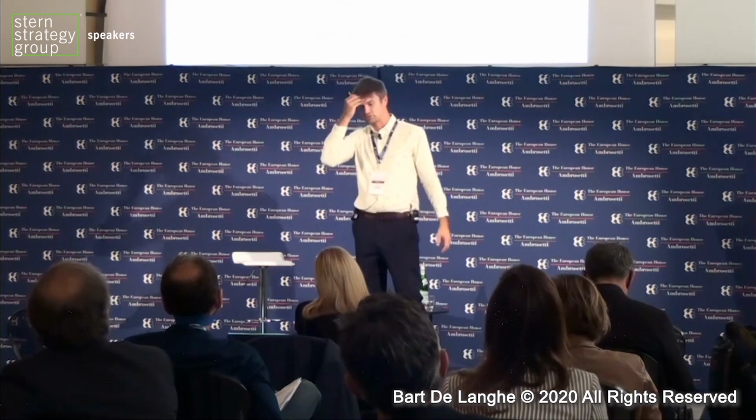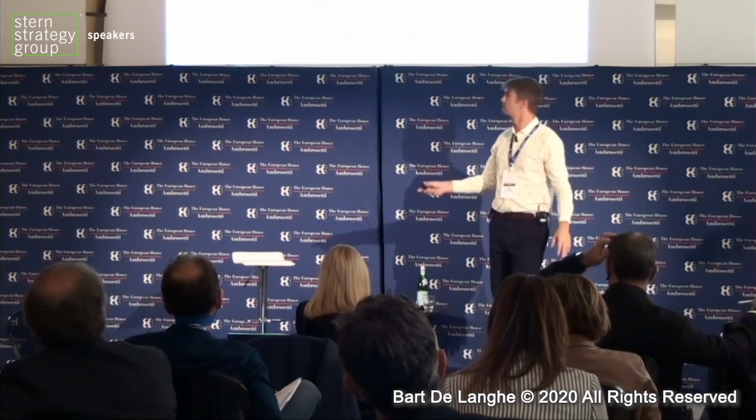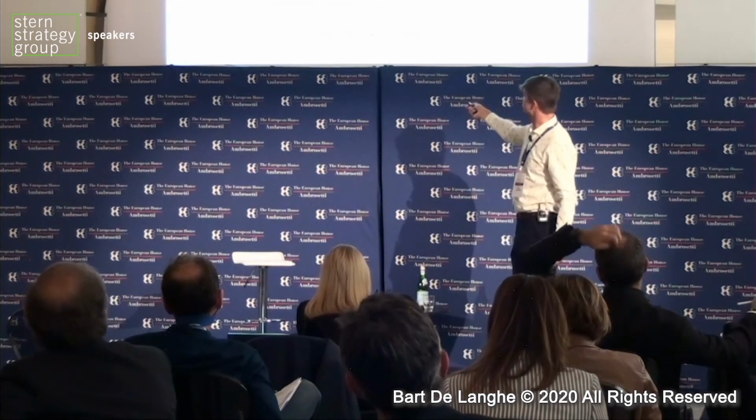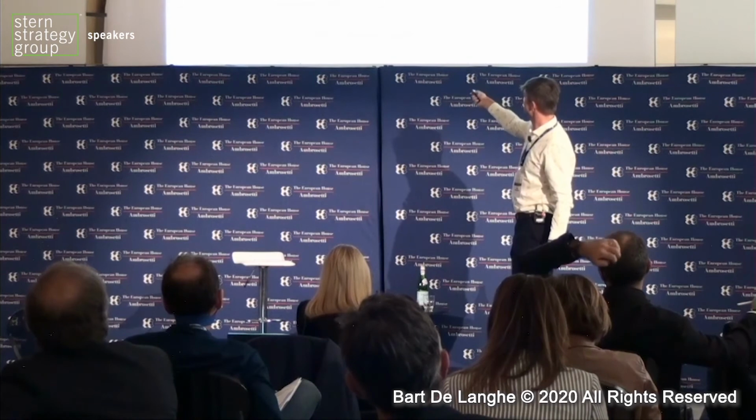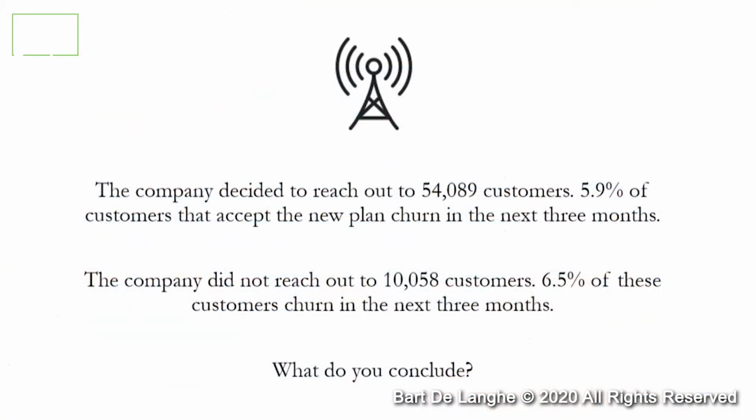So what the company decided to do is to say we're going to split customers in 2 groups. Some we're going to call, others we're not going to call. So here they decided to call 54,000 customers and not call 10,000 customers. These customers were called and told, hey, you're not in the right plan. We have a better plan for you. Do you want to switch? And these customers are the control group. They did not call them. They're also in a bad plan for them, but the company did not call them. And then they're tracking churn, whether these customers churned in the next months.